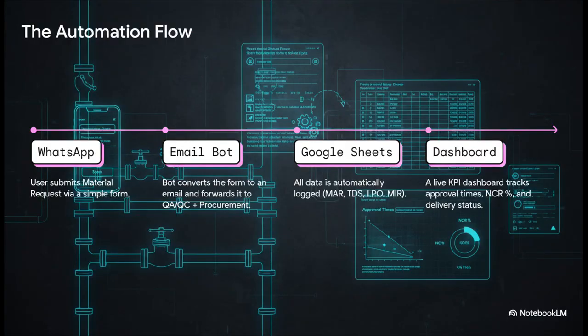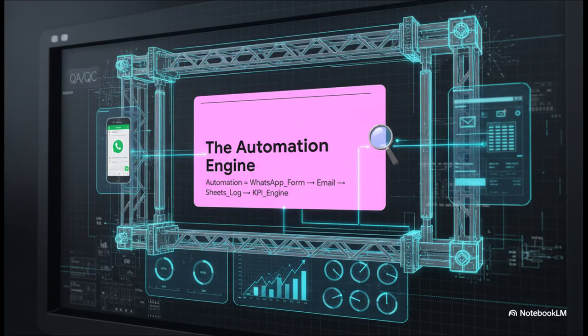It can start with something as simple as a WhatsApp form sent by an engineer on site, a bot that instantly converts that into a formal email for the QA/QC team. All the data is automatically logged in a Google Sheet, which then feeds a live KPI dashboard. It's a completely seamless, hands-off flow of information, from the field right to the dashboard. And just like before, we can capture this whole automated system in one beautiful, elegant formula. A WhatsApp form kicks off an email, which logs data to a sheet, which then powers a KPI engine. It's really that simple and that powerful.